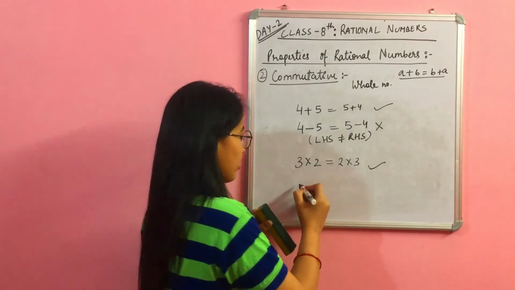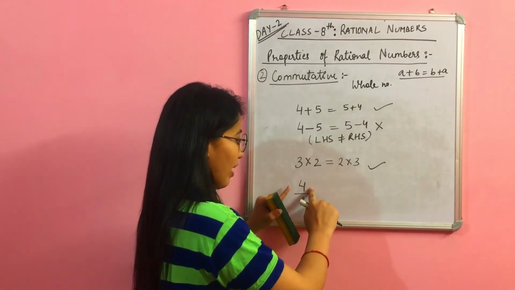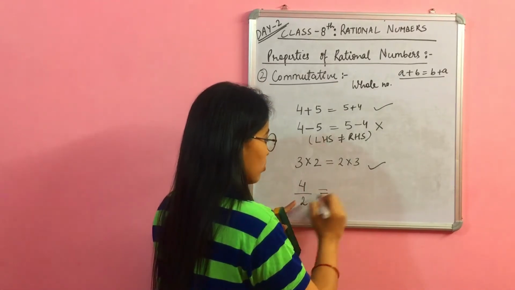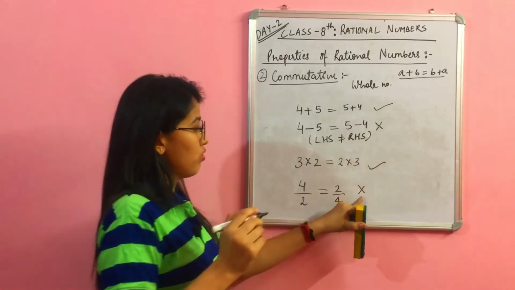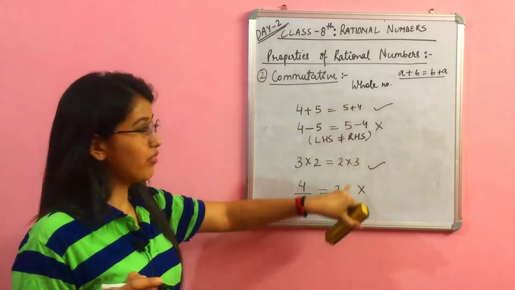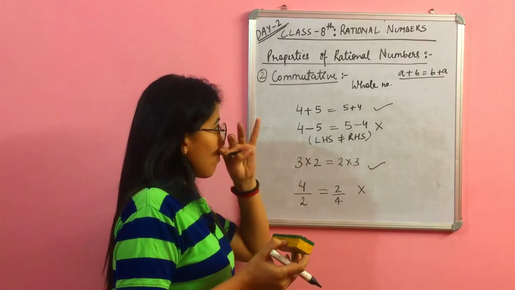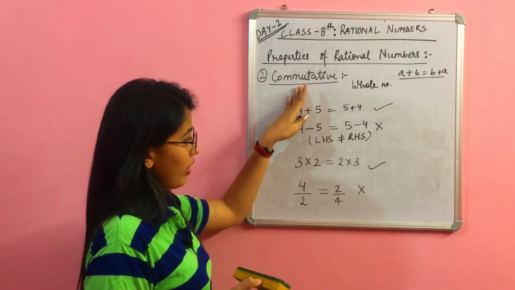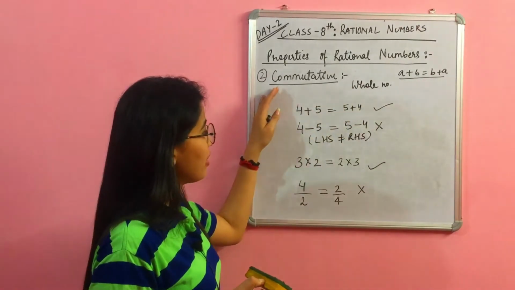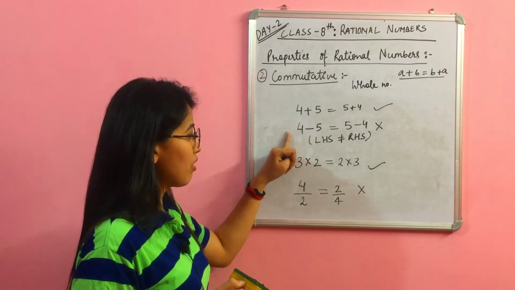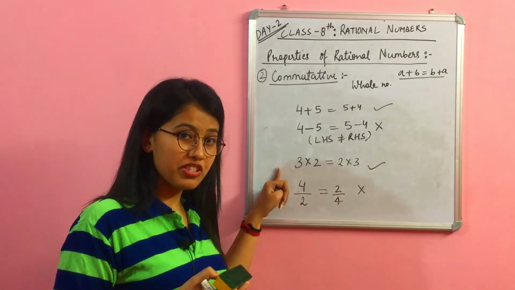Similarly, let us check for division. I am having two whole numbers, 4 and 2. If I am dividing 4 by 2, which is not equal to 2 divided by 4. So similarly in this case also our property is not satisfying if the set is whole number. So what we can conclude, if I am having the set of whole numbers, our commutative property will not satisfy in the case of subtraction and division. It will fulfill our condition in the case of addition and multiplication only.